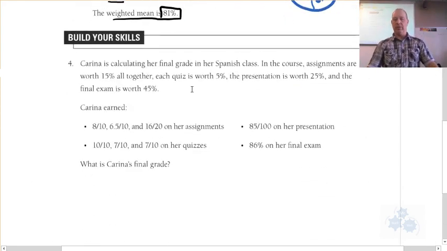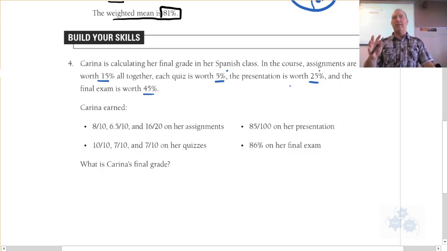Let's do one more to build the skills here. Karina is calculating her final grade in her Spanish class. In the course, assignments are worth 15% altogether. Each quiz is worth 5%. The presentation, 25%, and the final exam, 45%.